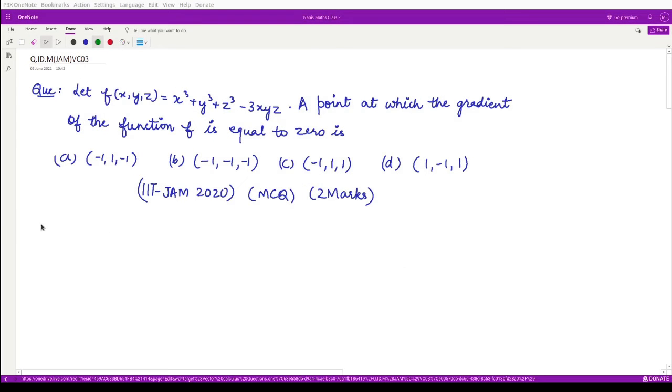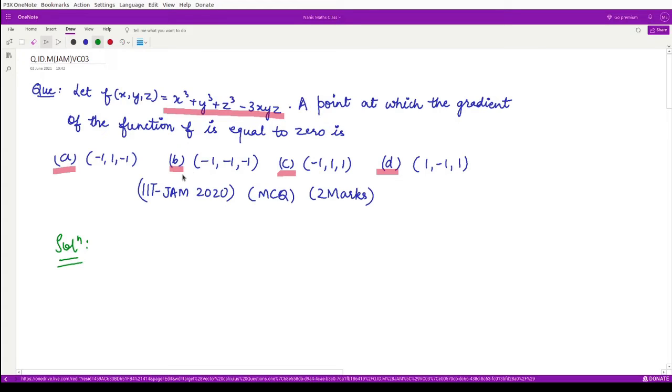So let us now move on to the next question. Next question is again from vector calculus, and it says that if the function f of xyz is given to be x cube plus y cube plus z cube minus 3xyz, then a point at which the gradient of the function f is equal to 0 is which among these four? So we are to tell what is the correct option here. So let's see the solution part.